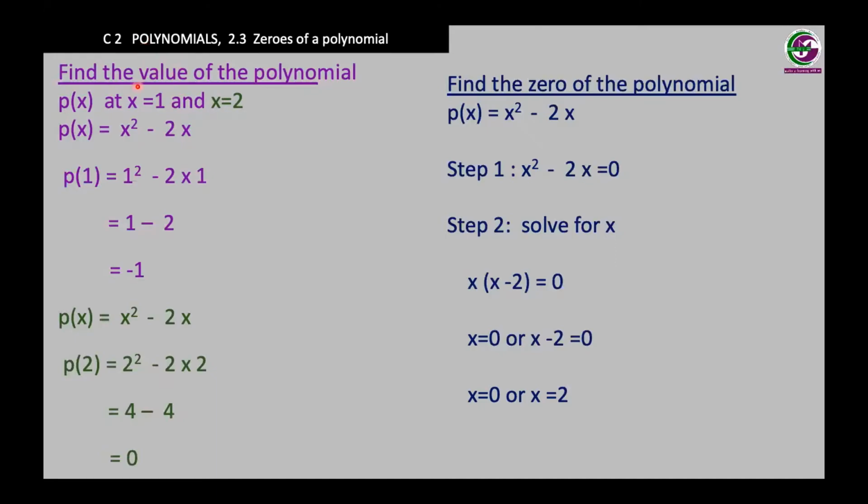To find the value of a polynomial, we just replace x by the given number. Second one is to find the zero of the polynomial, we follow two steps. Usually in this lesson, you will have only power 1. This I gave you as a recall or previous knowledge from grade 8. You will have only power 1, so you will have only one root. So to find the zero of a polynomial, we follow two steps and we get the answer. Let's move on to the exercise.